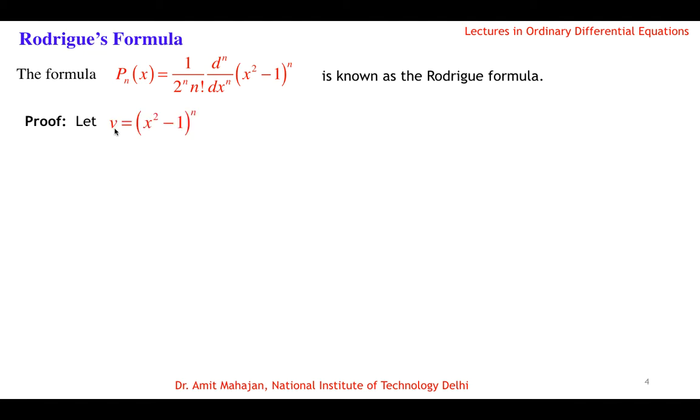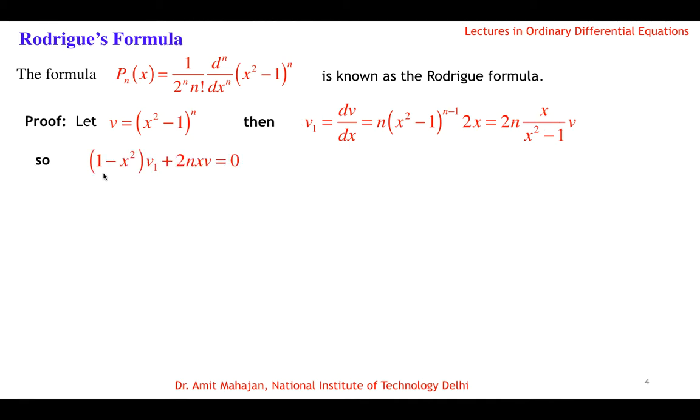So we assume that v is equal to this (x square minus 1) power n, and we differentiate this one time with respect to x, and so dv by dx is n (x square minus 1) power n minus 1 into the derivative of the inner function, which is 2x, and dv by dx we denote by v1. This subscript means derivative. And because (x square minus 1) power n is v, we can substitute and rewrite this. We take this x square minus 1 to the other side and rearrange the terms to write that (1 minus x square) v1 plus 2nxv is 0.